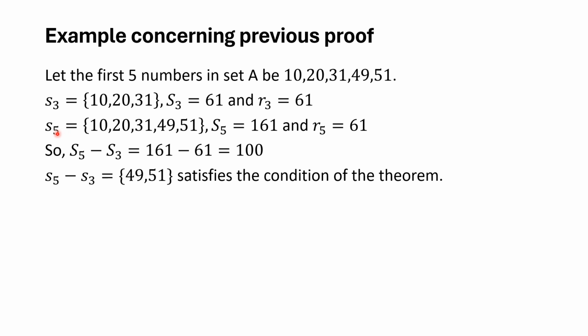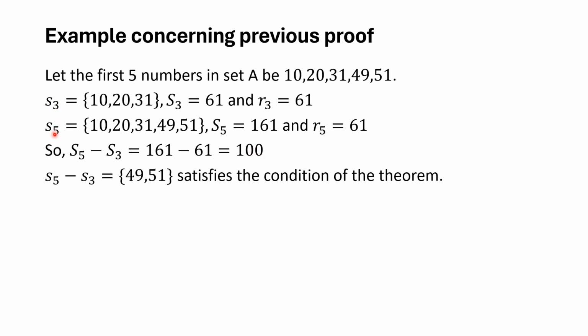And then when we take the set little s sub 5, so all of these first 5 numbers, we get the 61, and then 49, 51 is another 100. We get 161. But when you take the remainder divided by 100, you get 61 again. So this is what we were talking about in the theorem, when two of these partial sums have the same remainder. And so the difference, when you subtract these sums here, you get, in this case, 100, but it would basically be a multiple of 100. And so this difference is exactly divisible by 100.